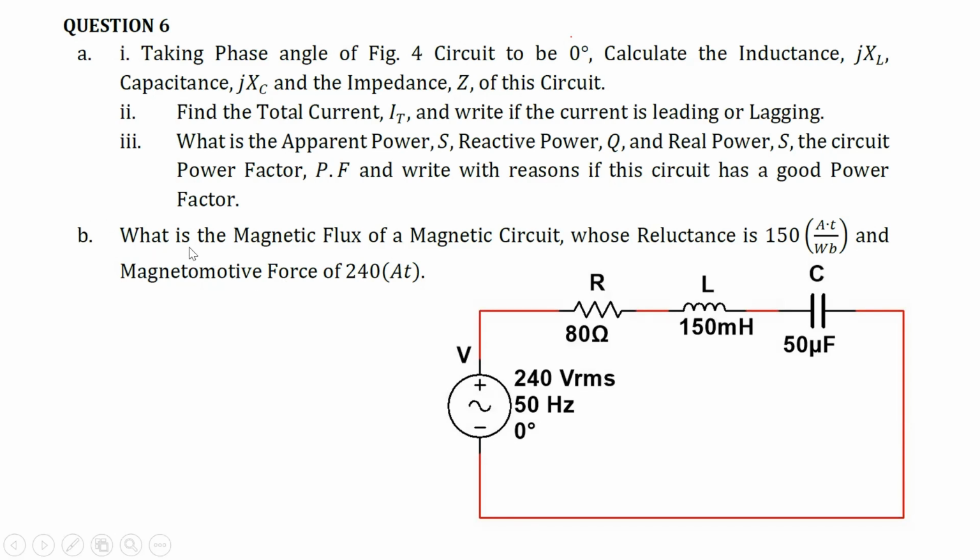Then part B: what is the magnetic flux of a magnetic circuit whose reluctance is 150 amp turn per Weber and magnetic force 2,480 amp turn? Sorry, amp turn, not amp per turn.